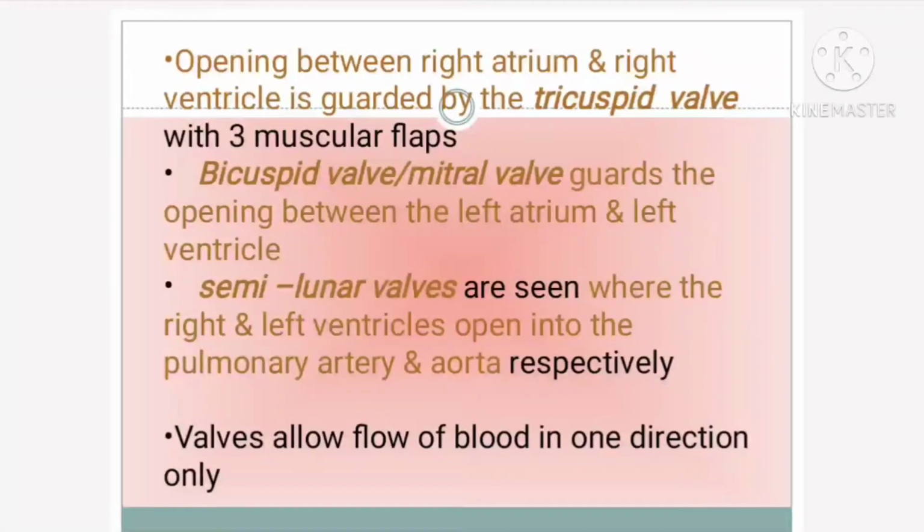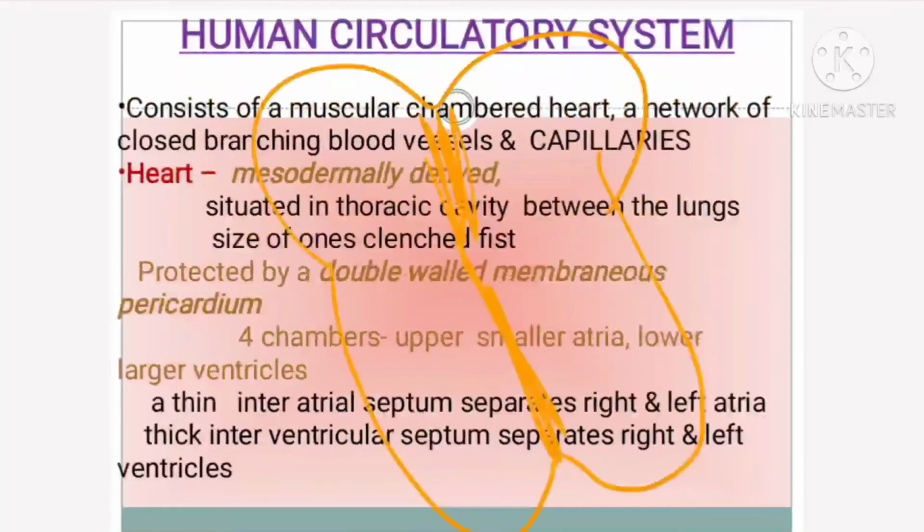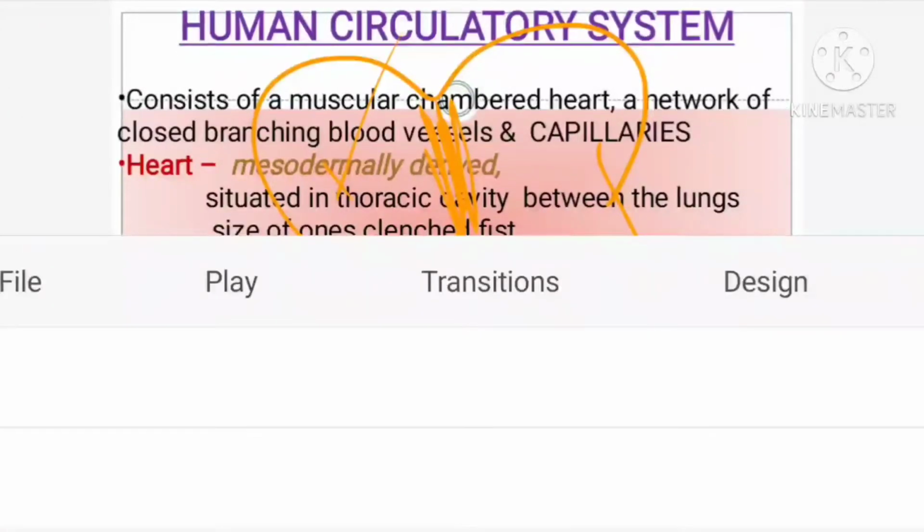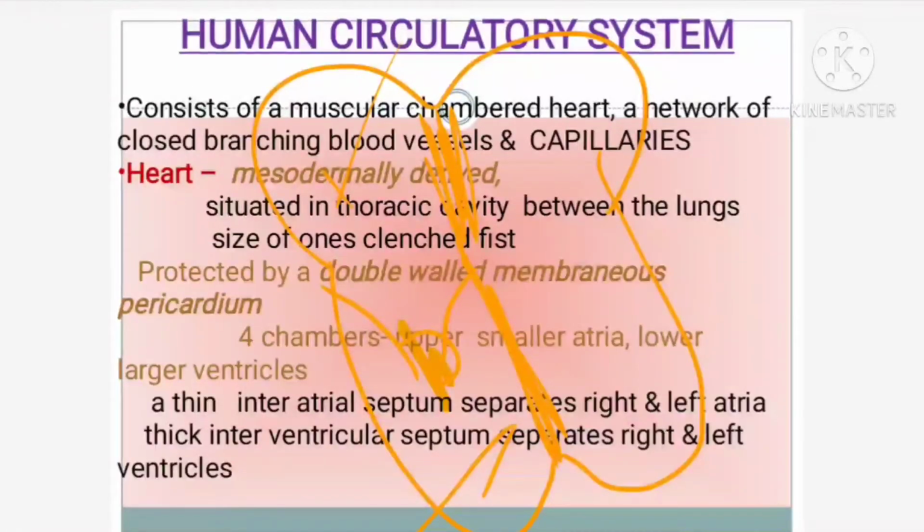The opening between the right atrium and the right ventricle is guarded by the tricuspid valve. When you look at the right part, the opening between the right atrium and the ventricle is here, and it is guarded by a valve called the tricuspid valve. Why tricuspid? Because it has three flap-like structures. That's why it is called the tricuspid valve.